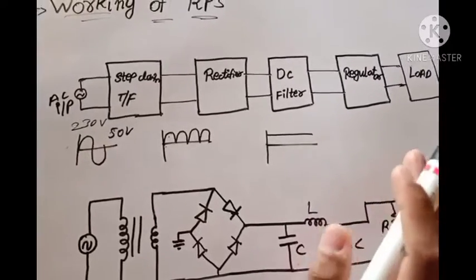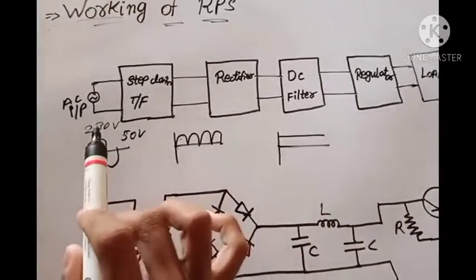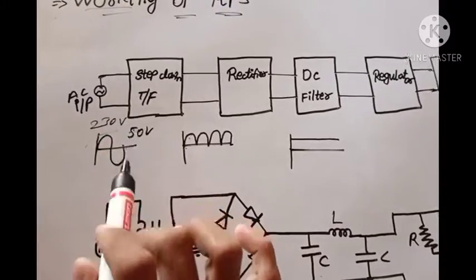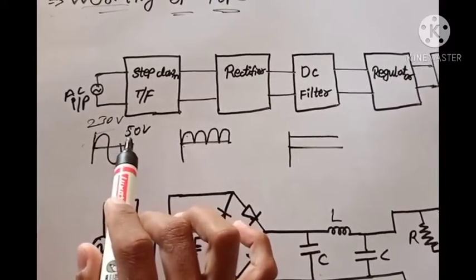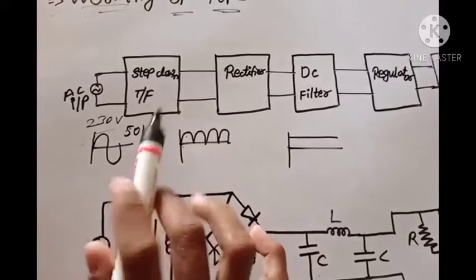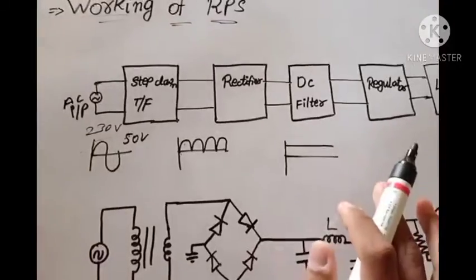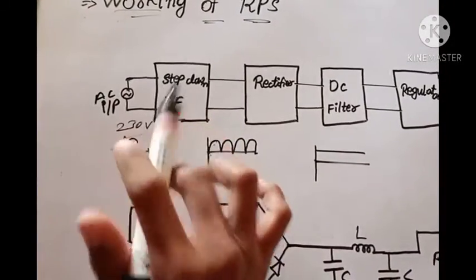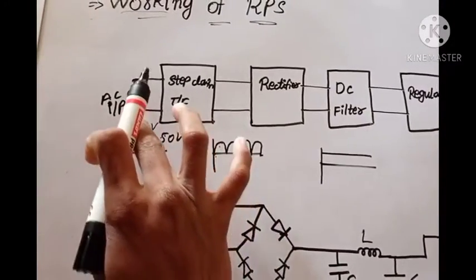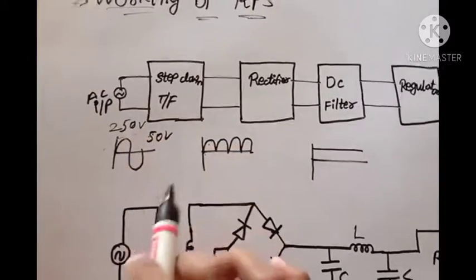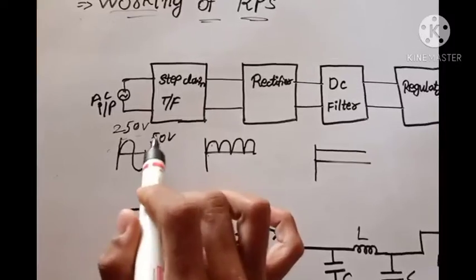For example, let us take an example. We are giving an input of 230 volts AC, and we are getting 50 volts of AC, and at the same time we are getting 50 volts of DC. What happens if the voltage of 230 volts is raised due to some reason to 250 volts? Then automatically the secondary voltage will be raised.